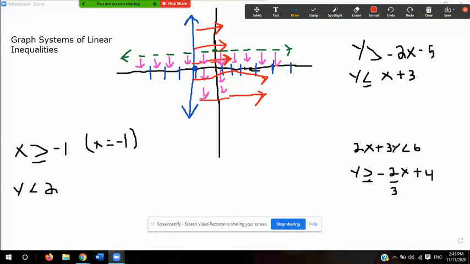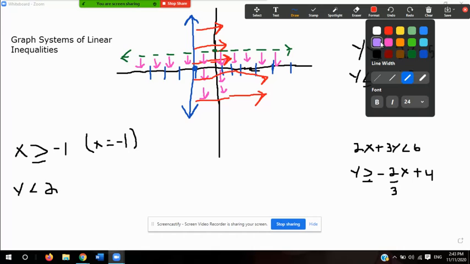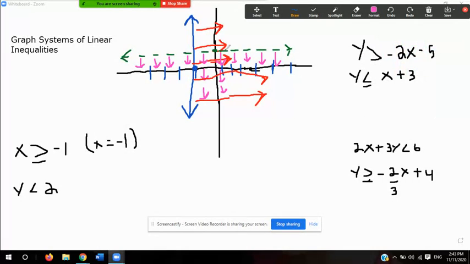And as you can see, the fuchsia lines that I drew down here are basically intersecting or crossing the red arrows. And what that indicates is that it's in this region that the answer is, any ordered pairs in this region, is the answer to this system of inequalities.